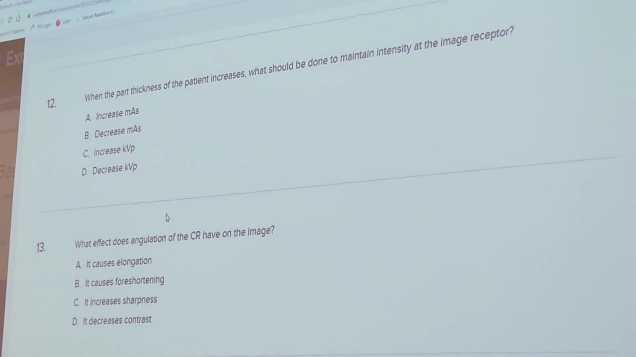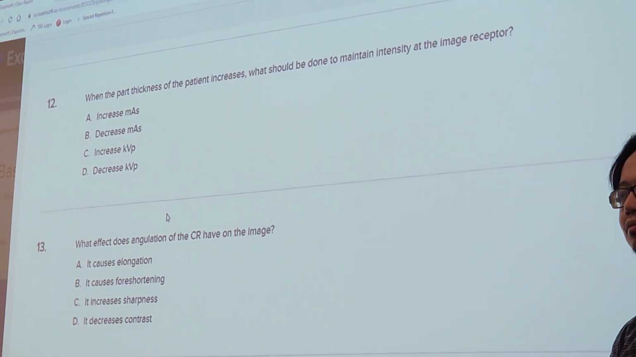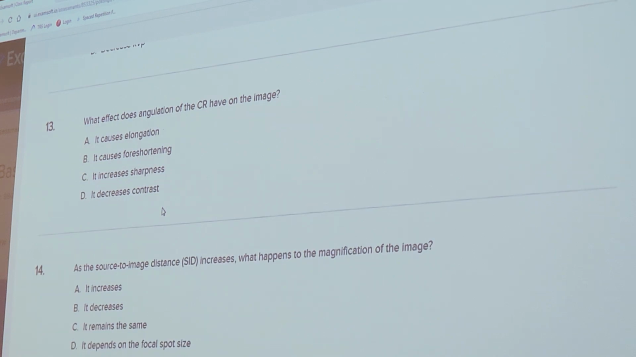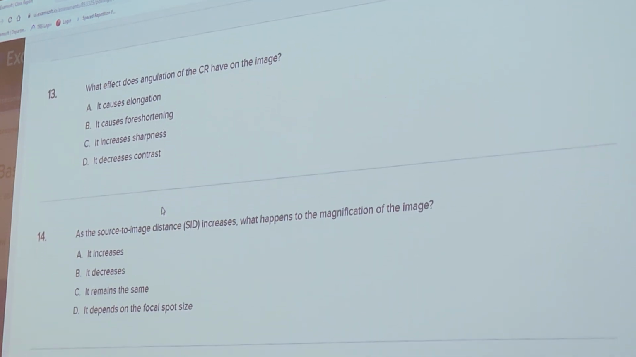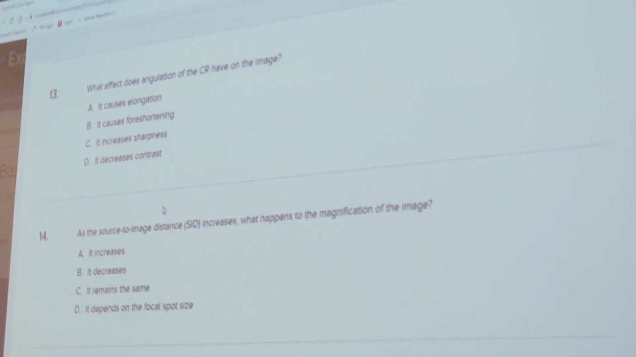Okay. Number 12, when the part thickness of the patient increases, what should be done to maintain intensity at the image receptor? Increase mass. Just how we talked about with one of the equations earlier, you want to increase mass over KVP. Everyone understands that, correct? Okay. Number 13, what effect does angulation of the CR have on the image? Elongation. And what does that also affect? Spatial resolution. Yeah, spatial resolution. Awesome.